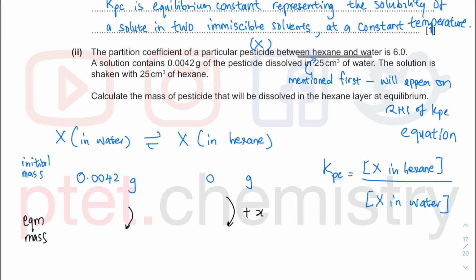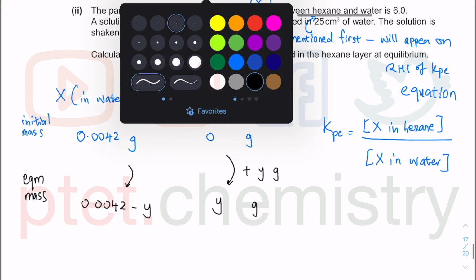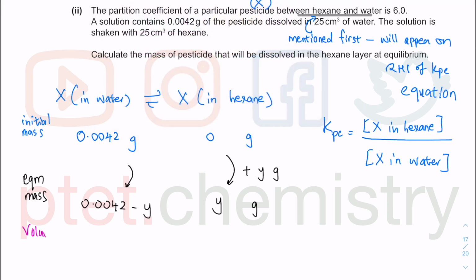So I will have X gram. Now X gram is bad, so let's say plus Y gram. 0 plus Y is Y. So this is how much has gone from the water into hexane. If you started with this, but you lost Y gram into the hexane layer, you're going to get 0.0042 minus Y. It's now time for your volume, because we're talking about solubility after all.